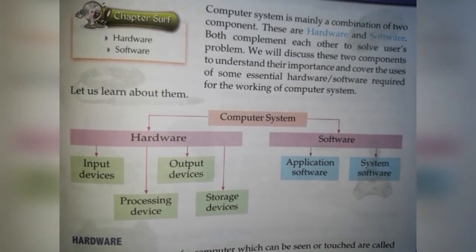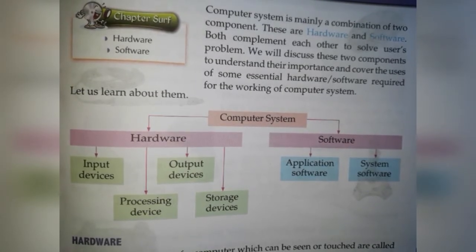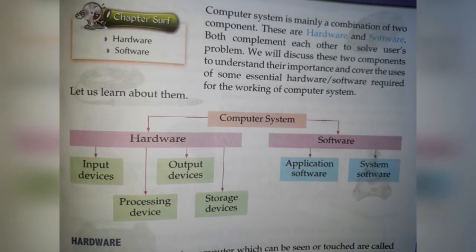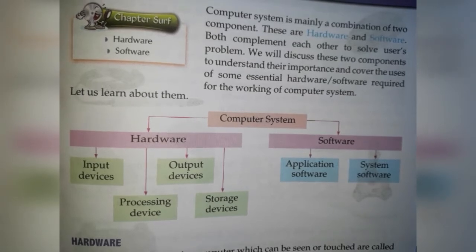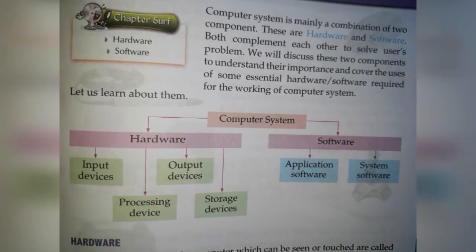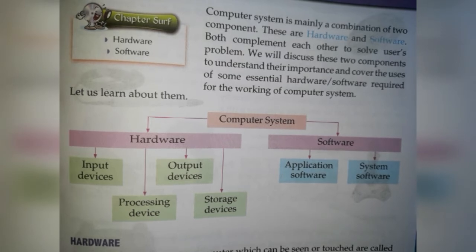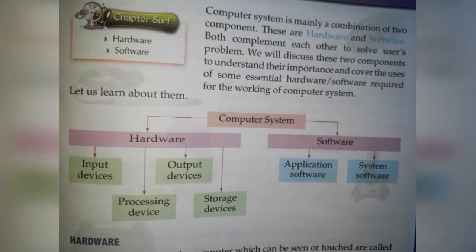Yes, hardware is the part of a computer that can be seen or touched. The parts of a computer that we can see or touch are called the hardwares. Okay, what can be the hardwares? Tell me. The hardwares we used to see in our labs are, yes, the keyboard, mouse, monitor, CPU. So these things are called the hardwares.